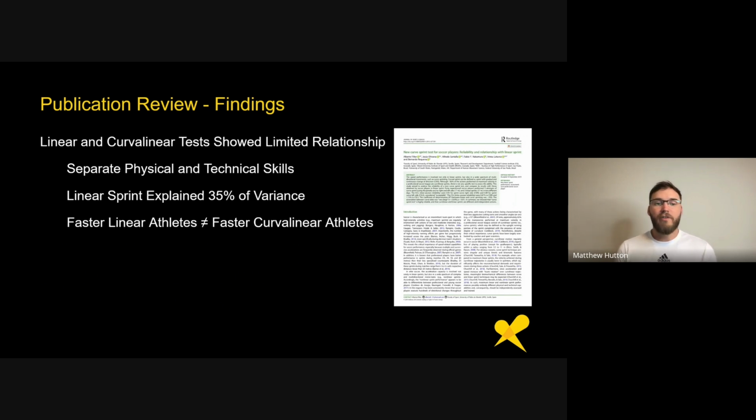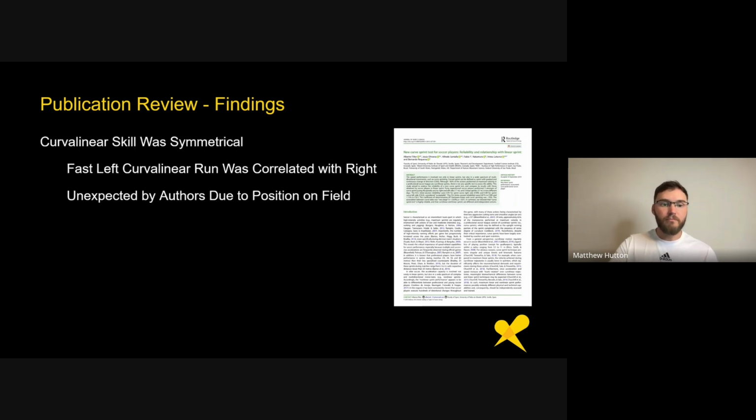And then to reiterate that point, faster linear athletes were not always the same faster curvilinear athletes. So some athletes were slower linearly, and they just got out of the acceleration phase really slowly, but they ran the curve really well. So there's a technical and a physical element to curved running. And they go on to suggest that should lay the foundation for a rehab and for performance in terms of assessing and returning to the curvilinear running, because that's the demands of the sport.